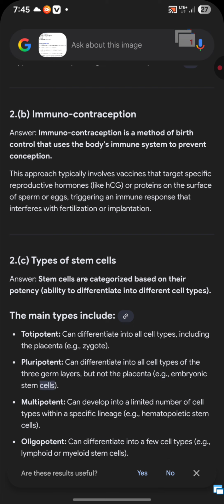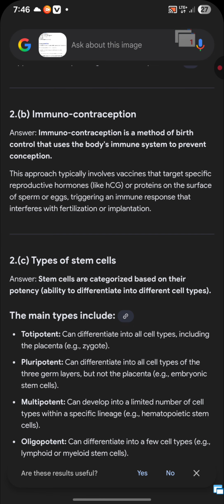cells. 3. Multipotent, can develop into a limited number of cell types within a specific lineage, e.g., hematopoietic stem cells. 4. Oligopotent, can differentiate into a few cell types, e.g., lymphoid or myeloid stem cells. And 5. Unipotent, can only produce one cell type, e.g., muscle stem cells.